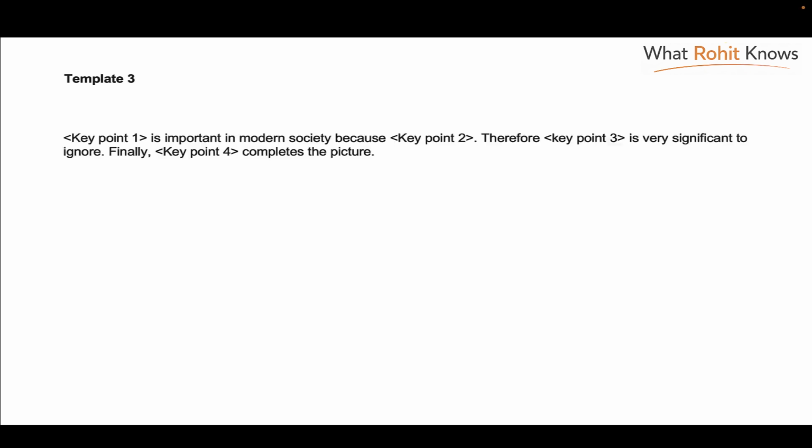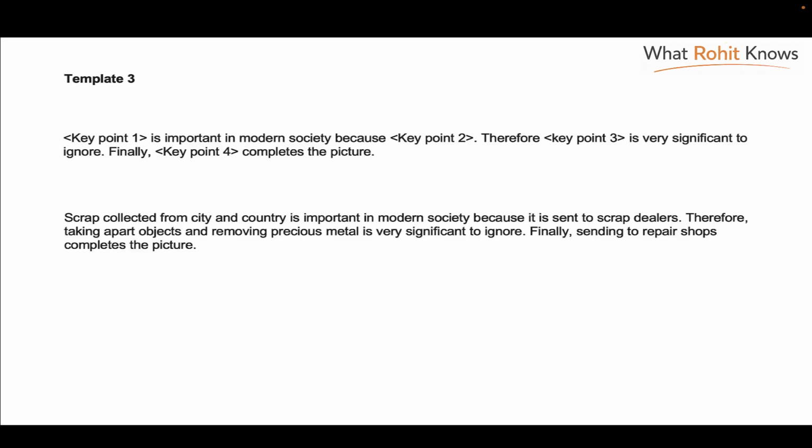Now let's look at the third template. Here again, you use key points, but this is a bit further simpler version. So key point 1, scrap collected from city and country is important in modern society because it is sent to scrap dealers. Now this doesn't make a lot of sense, and that is the characteristic of the template sometimes. So every topic we try to fit in the same template, and that's why some sentences fit as if they were written from scratch, but some seem a bit off. And this is an example of that.